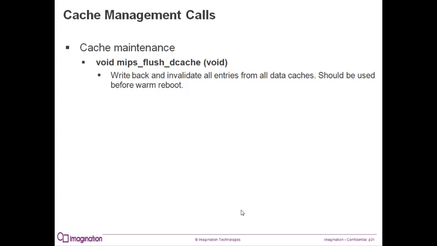The MIPS flush dcache function writes back all the dirty cache lines and invalidates all of the cache lines. This can be used before a warm boot.